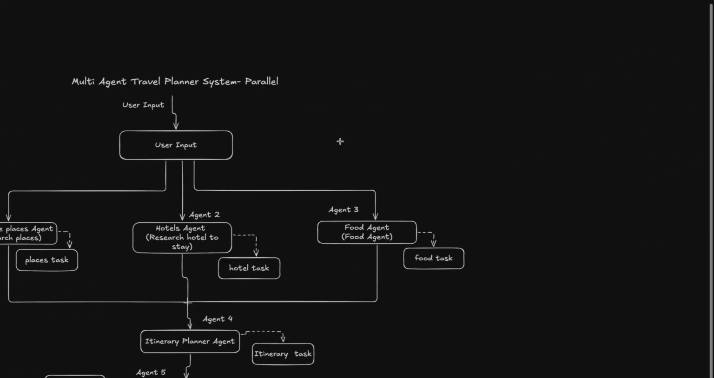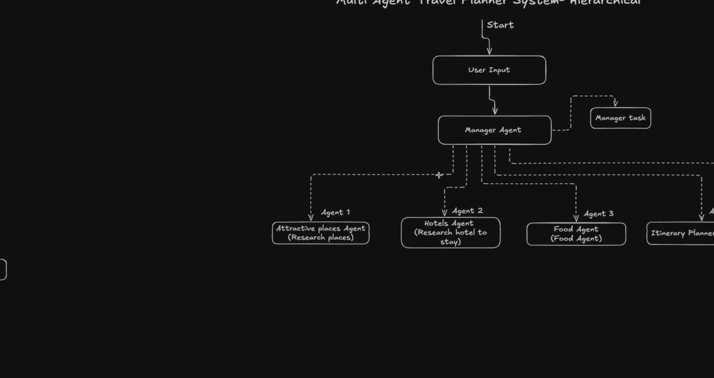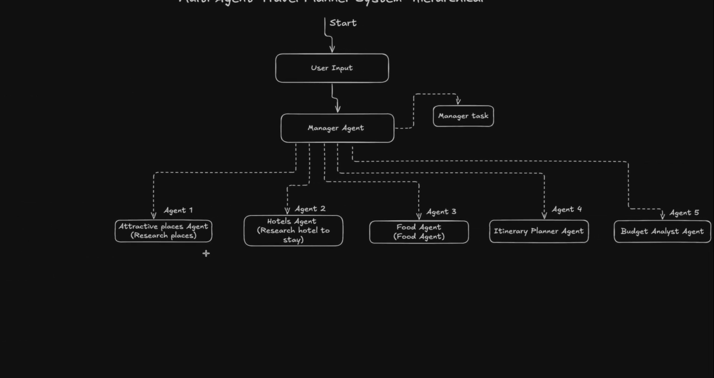If you take a look here, each agent has a specific task in a parallel system, but in this hierarchical pattern, there is no separate task for each agent. There is only one single task, that is the manager task. That is the biggest difference. This manager agent acts as a delegate for any given query.